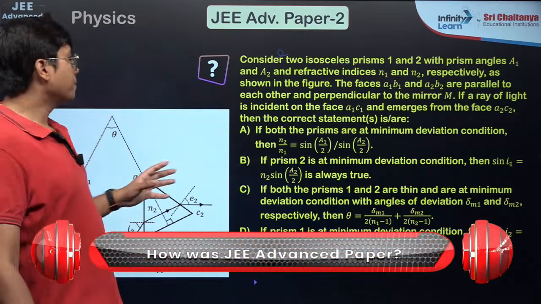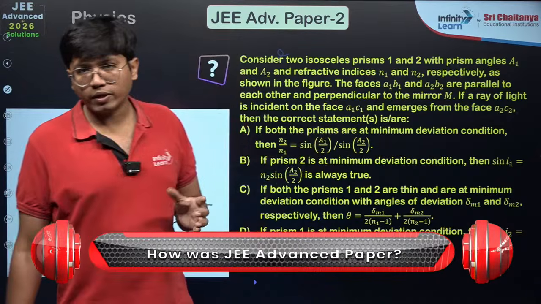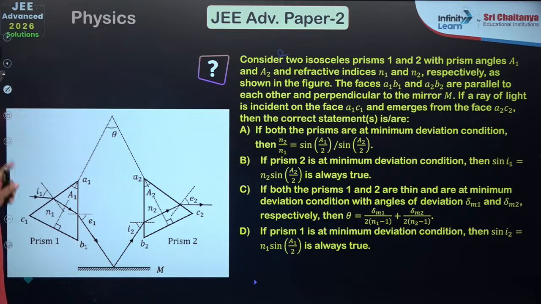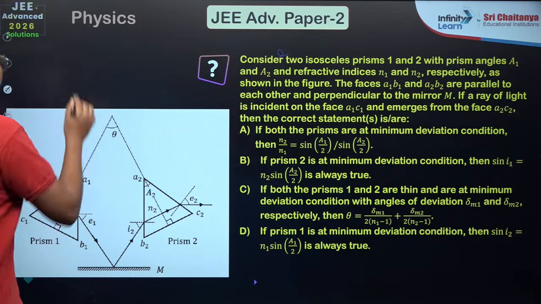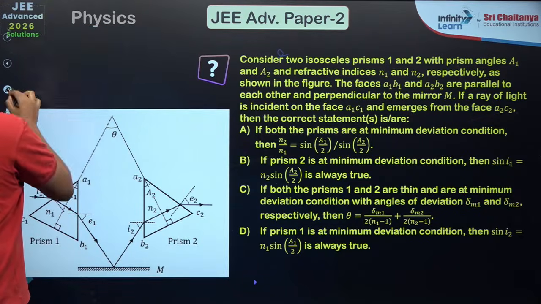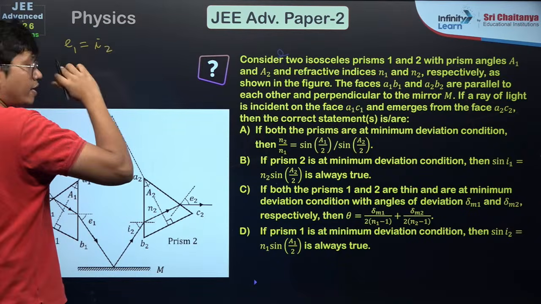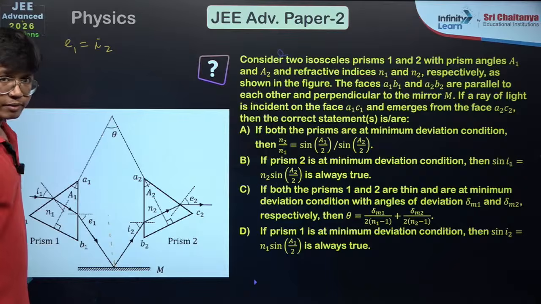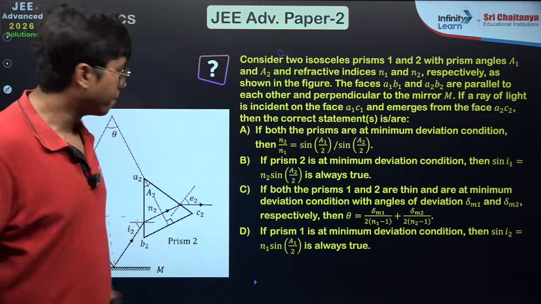Now the first statement says if both prisms are at minimum deviation condition, then n1 by n2 is sine of A1 by 2 divided by sine of A2 by 2. Let's focus on this question. First and foremost, I know under all conditions E1 is equal to I2. Why? Because if I were to draw a normal, you can see purely by symmetry. If you even construct the triangle, you'll get it as the same.